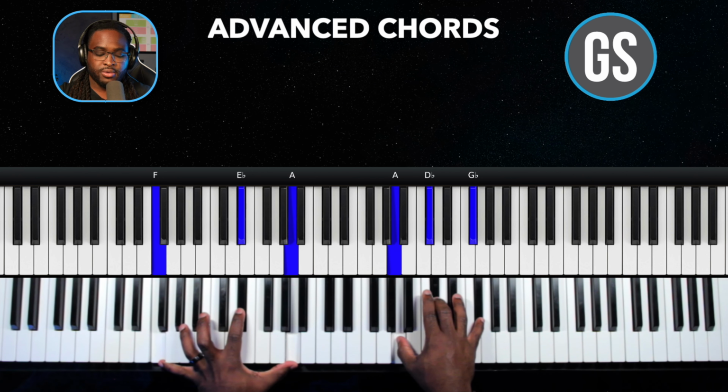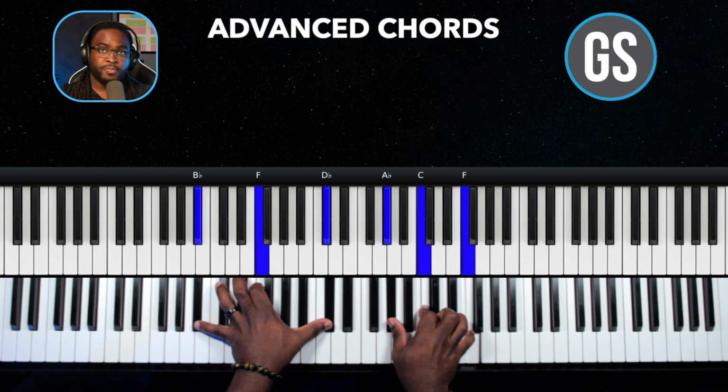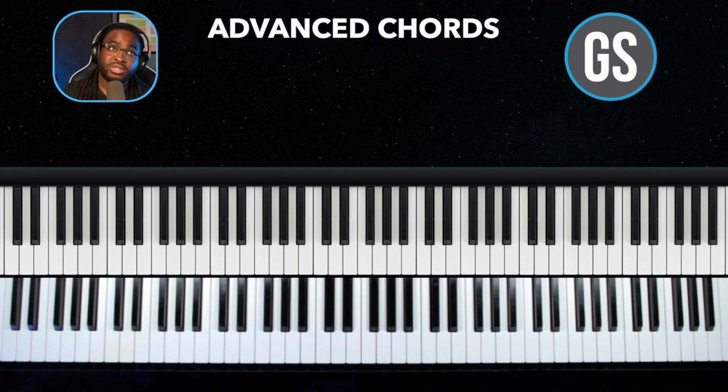Or you can do also works as well. So there's some good sounds you can mess around with in all the different keys.